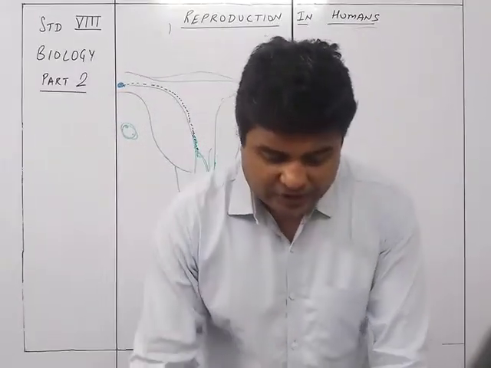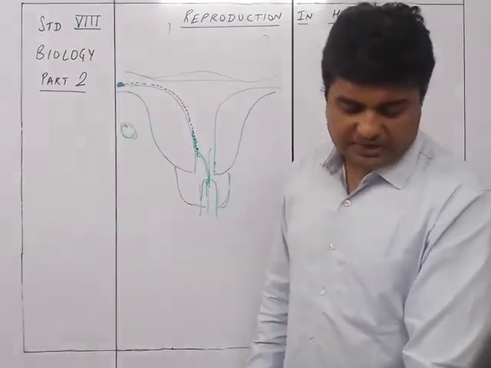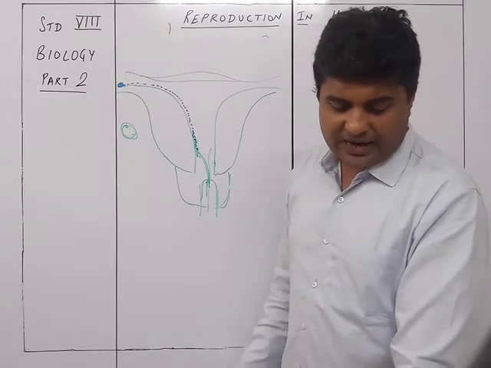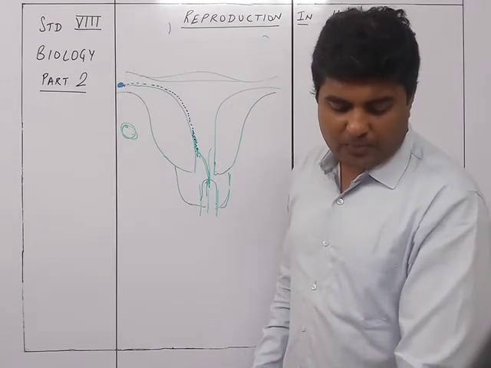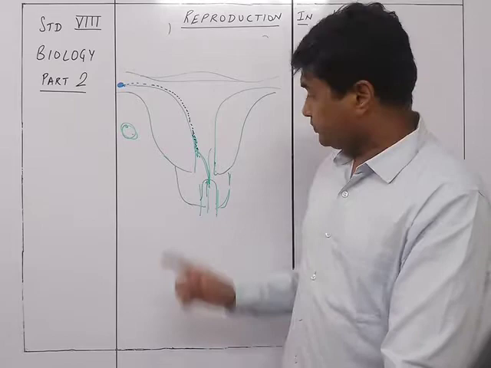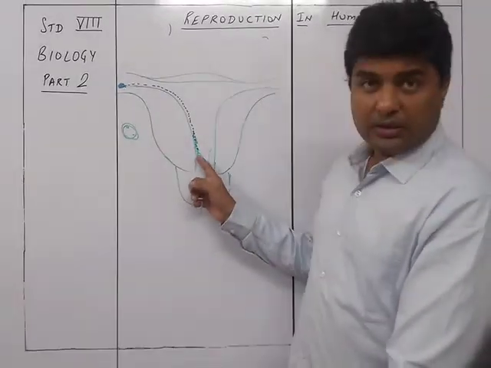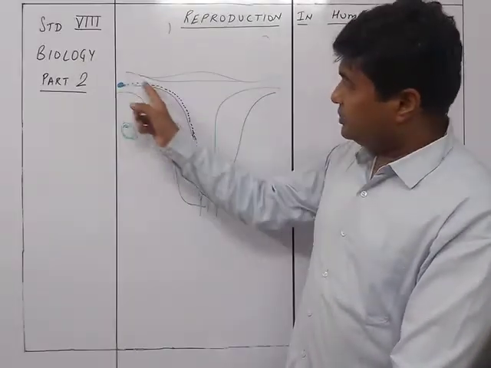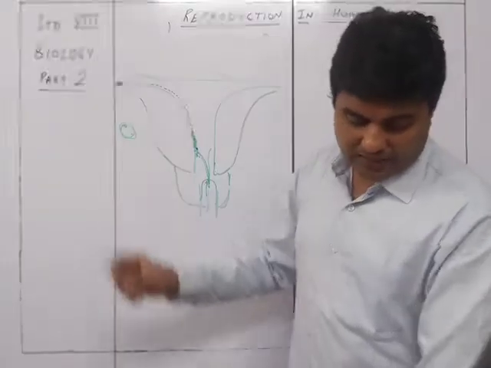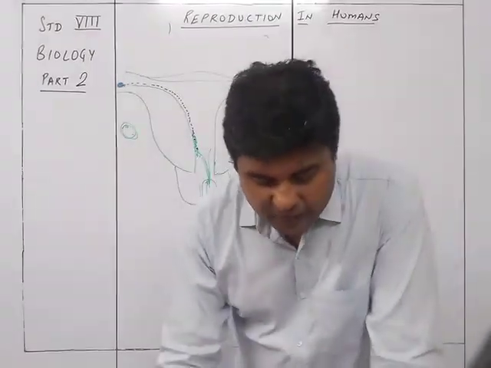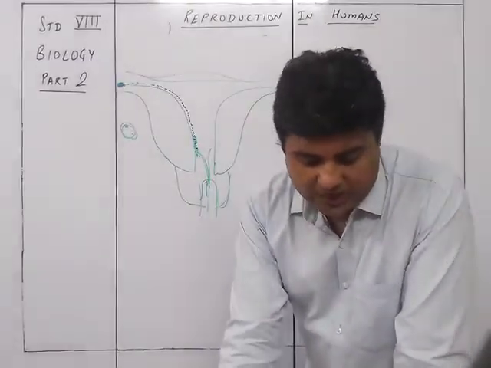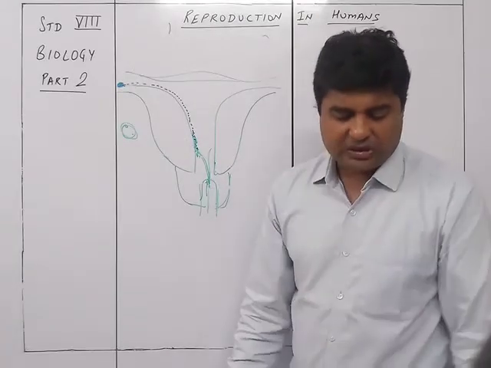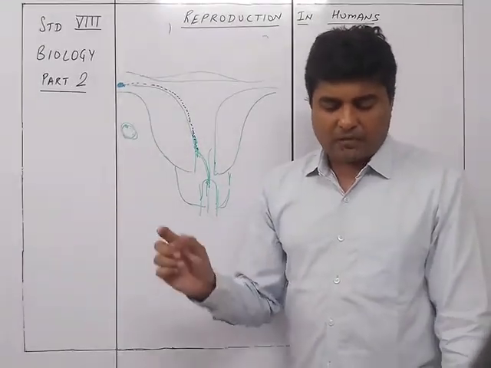So during sexual intercourse, the sperm present in the semen are released in the vagina, from where they actively swim upwards with the help of their tail. Sperm released over here in the vagina is going to actively travel upwards. Out of the million sperms released in the vagina, only a few of them are able to reach up to the upper part of the oviduct.